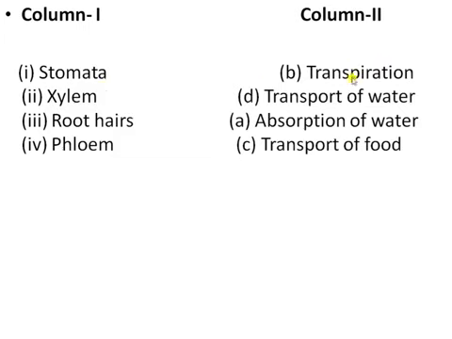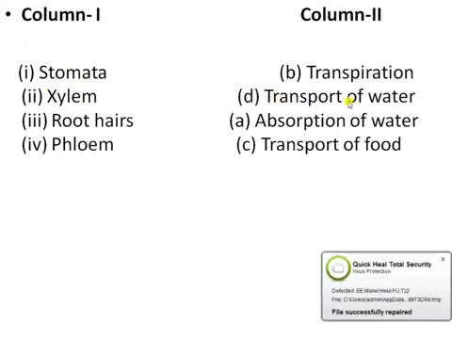Stomata show transpiration. Transpiration is the evaporation of water with the help of the stomata. Second is xylem, the transport of water. Here the xylem shows the transportation of water. Third is the root hairs. In root hairs the absorption of water takes place. The fourth one is phloem. So phloem transports the food particles from the roots to all the parts of the plant.